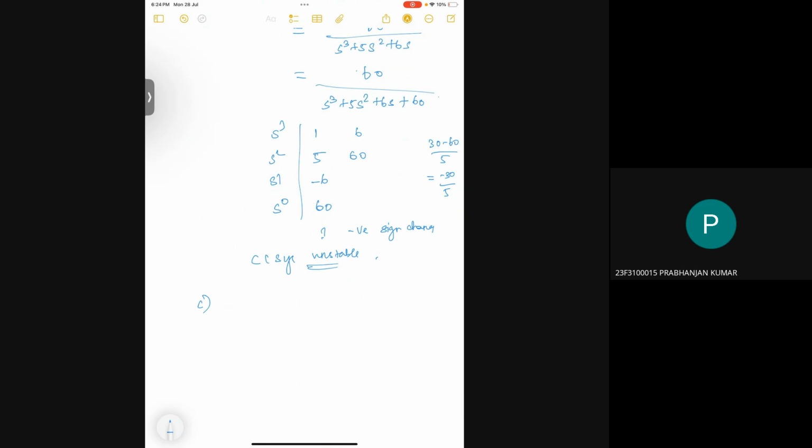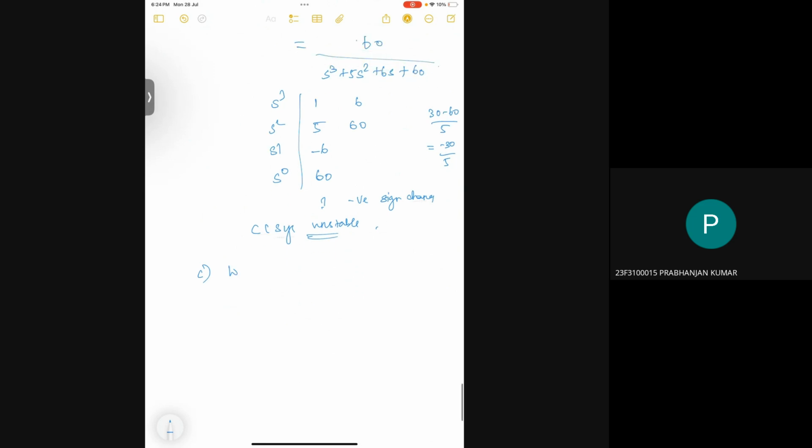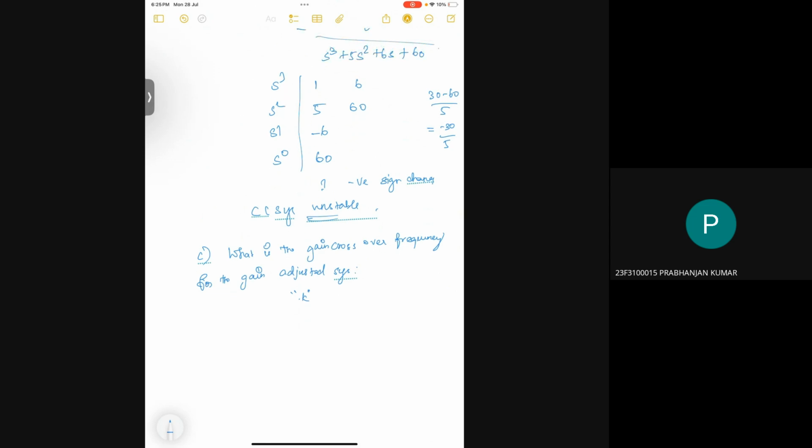Okay. Now we know the closed loop system is unstable. Now we are going to compensate it according to the question. The third question is, what is the gain crossover frequency for the gain adjusted system? The hint is we have to use the K value that was obtained above. They have asked what is the gain crossover frequency for the gain adjusted system.